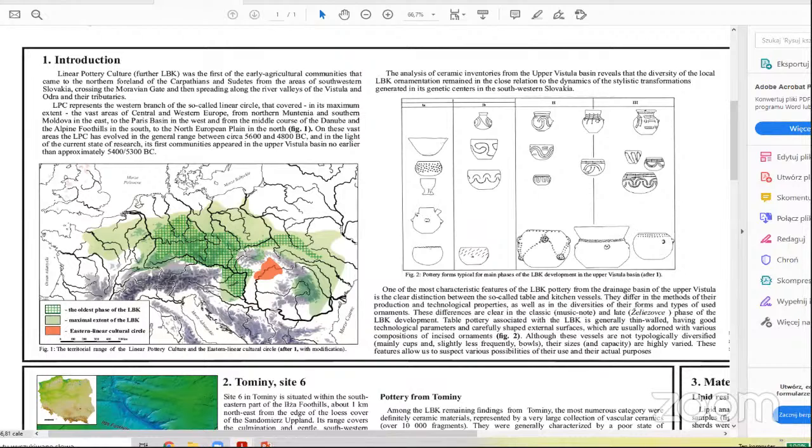Table pottery associated with the LBK is generally thin-walled, having good technological parameters and carefully shaped external surfaces, which are usually adorned with various compositions of incised ornaments. Although these vessels are not typologically diversified, mainly cups and slightly less frequently bowls, their sizes and capacity are highly varied. These features allow us to suspect various possibilities of their use and their actual purposes.